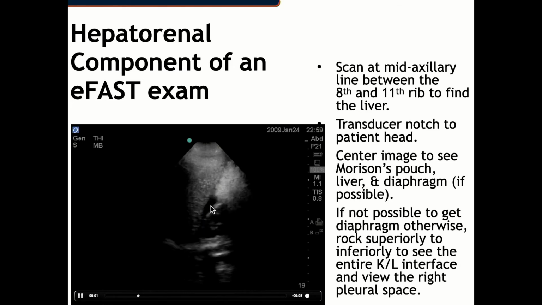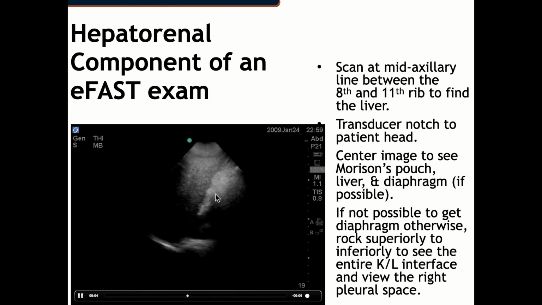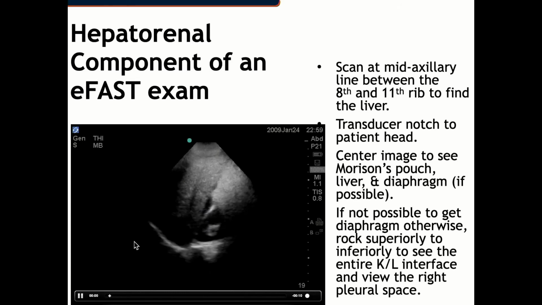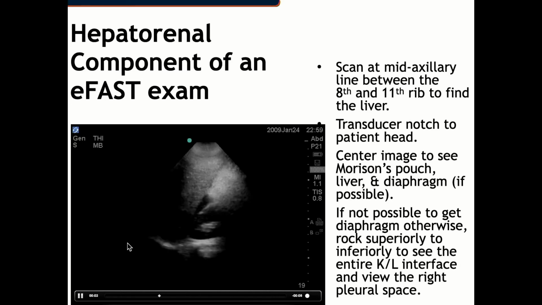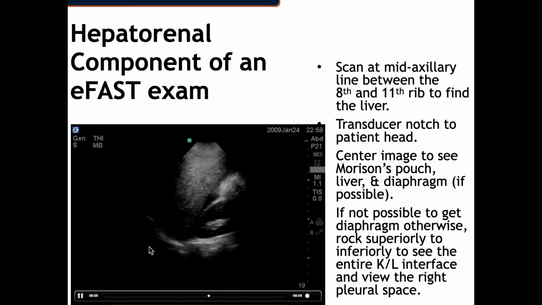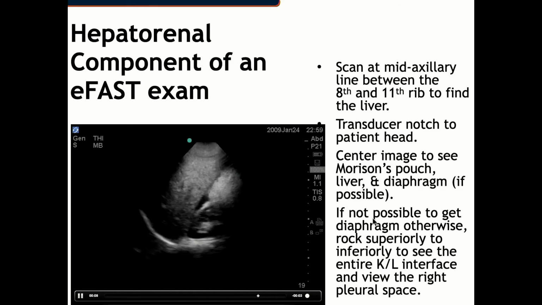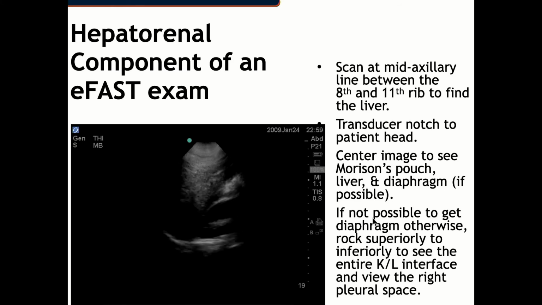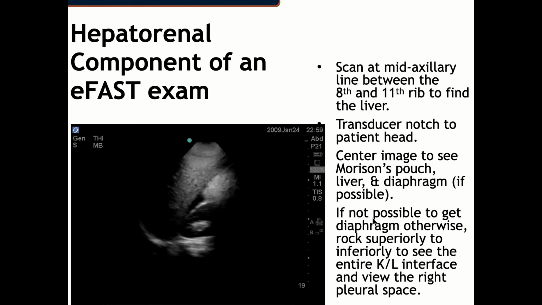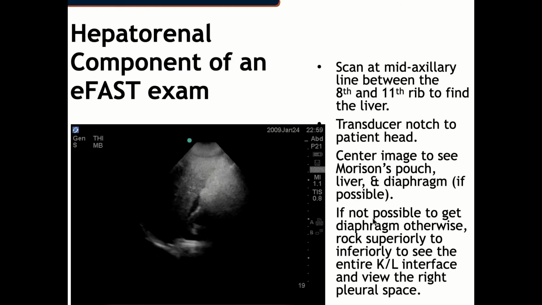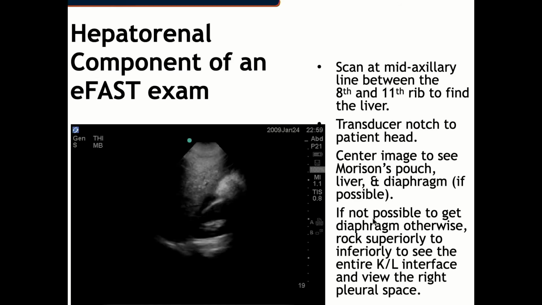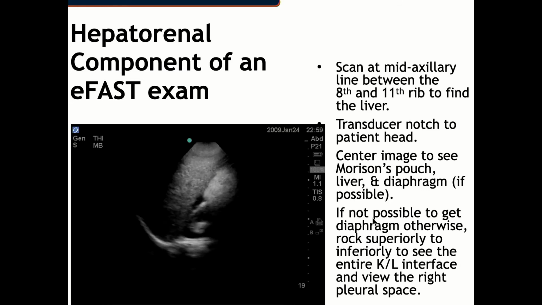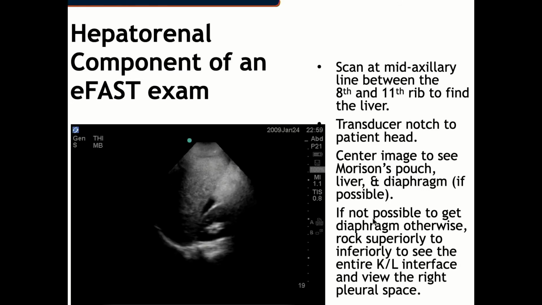What are you looking for? You're looking for the presence of fluid. Here's a little bit of ascites or perhaps hemoperitoneum, and then you're going to look to see if there's any pleural effusion superior to the diaphragm, which we don't see in this patient. If in this view you cannot see the entirety of Morrison's pouch, you need to make sure that you slide inferiorly and get that lower pole. If you don't see the diaphragm, you need to angle or slide superiorly and look there as well so you don't miss that pleural effusion.